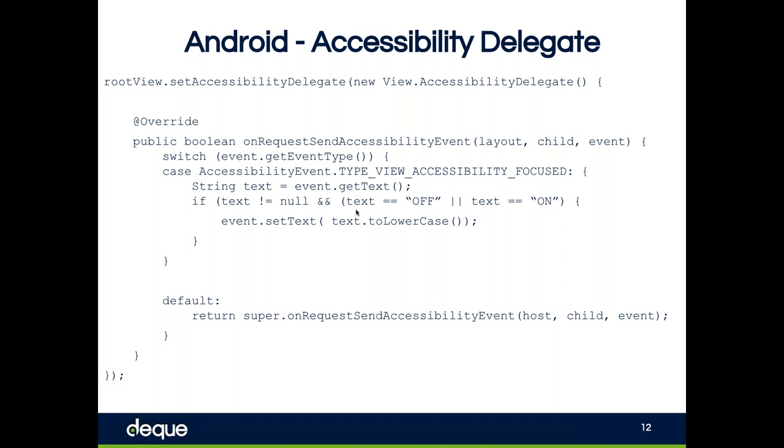We could do that on all of our switches. That's obnoxious. Why don't we instead take advantage of accessibility delegates? And so what we do is, on the root view of all of our activities, just attach this simple delegate.